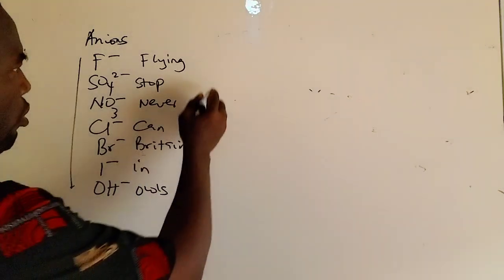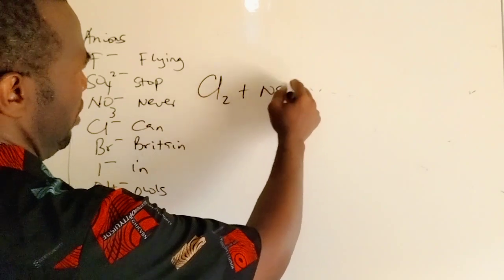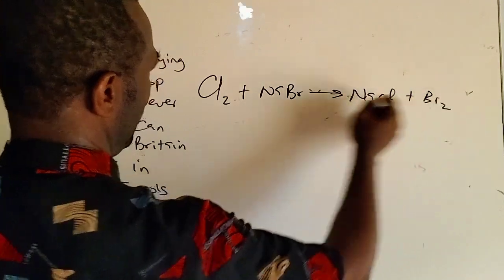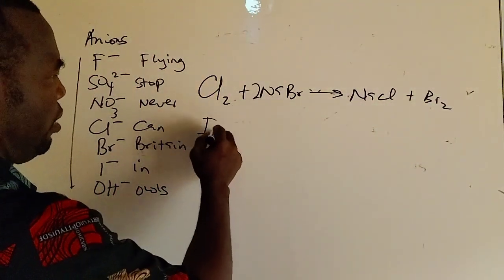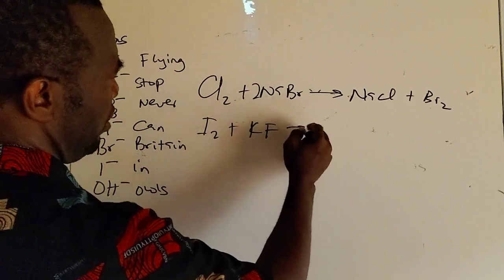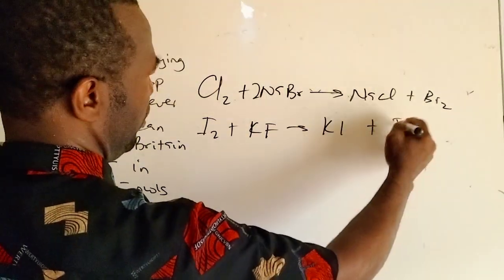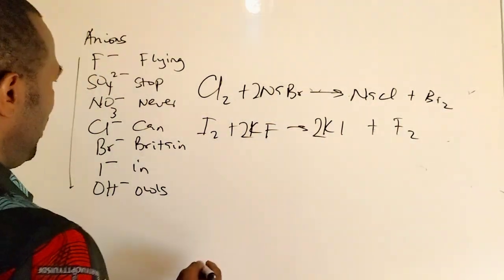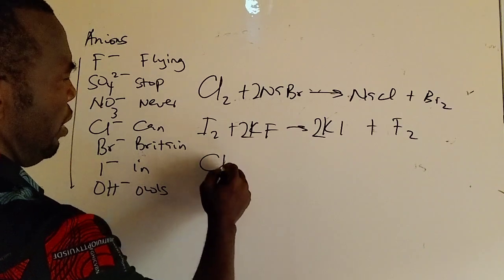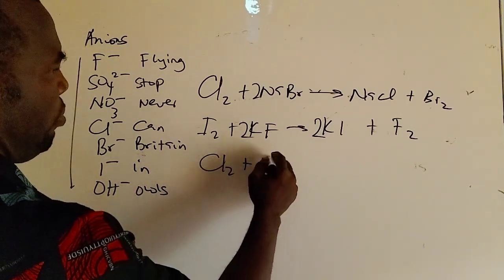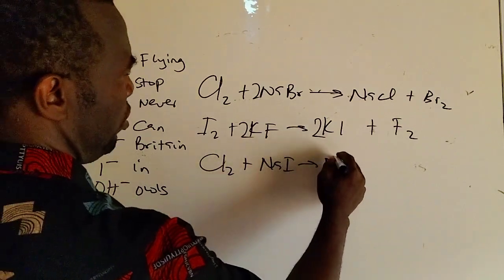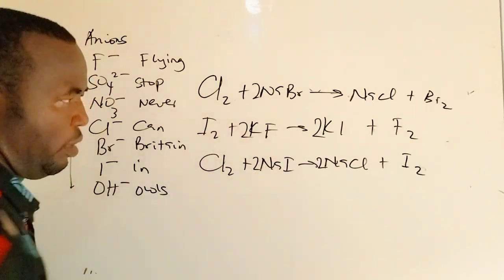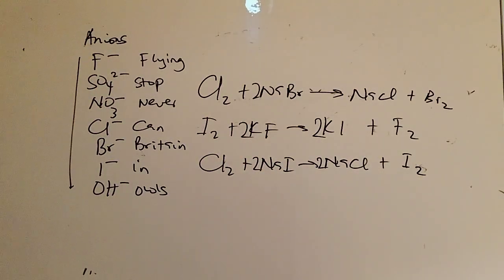Now, let's look at these reactions. Chlorine plus sodium bromide. Let's see the ones that are feasible here, the ones that can take place and the ones that cannot. Iodine plus potassium fluoride gives potassium iodide plus fluorine. So you balance it up. And then chlorine plus sodium iodide gives sodium chloride plus iodine. Let's check from the series the ones that are feasible or spontaneous.